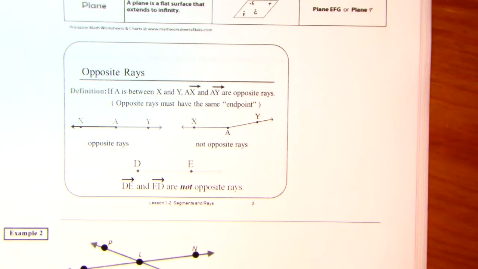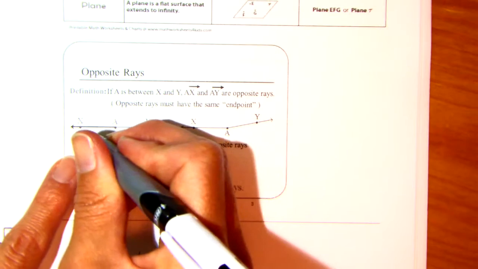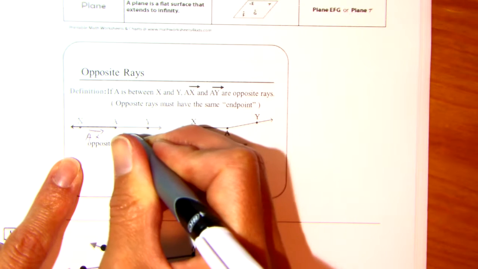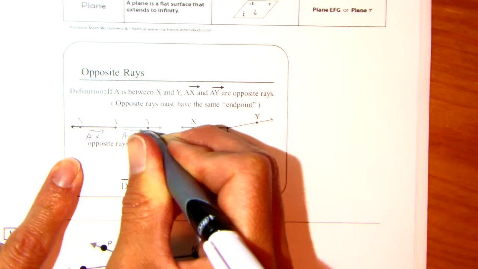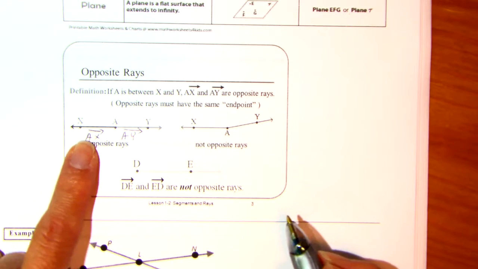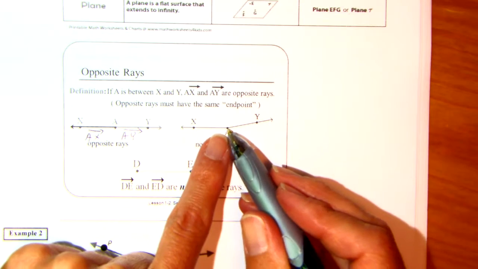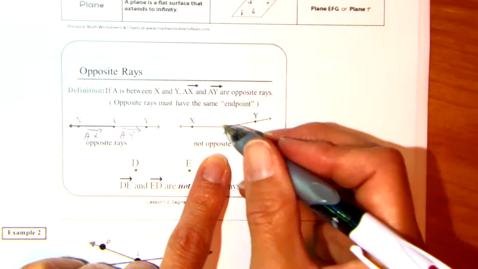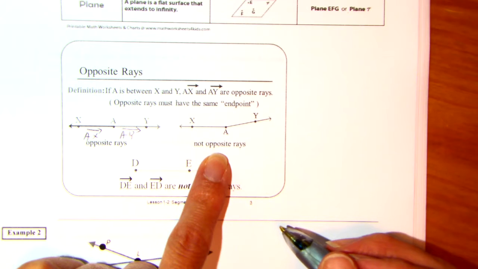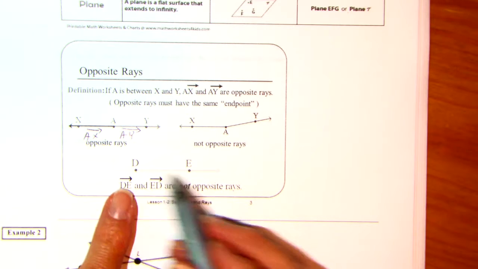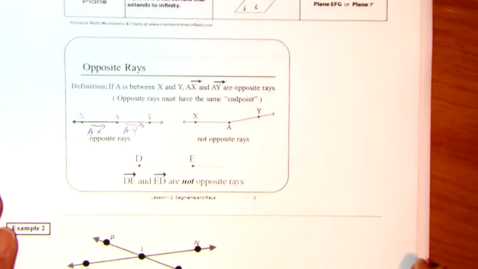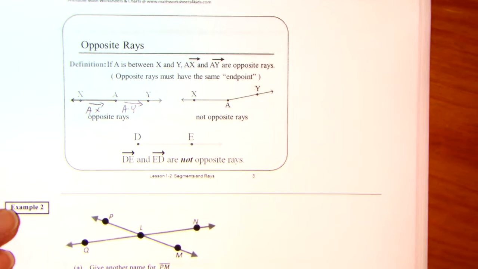All right, opposite rays. Okay, this is an example of opposite rays. You have ray AX and ray AY. Notice they are in a straight line. These are 2 different rays, but they're not opposite. So it's not a straight line. This makes an angle less than 180. Okay. DE and ED are not opposite rays. You have to have the same endpoint for opposite rays.